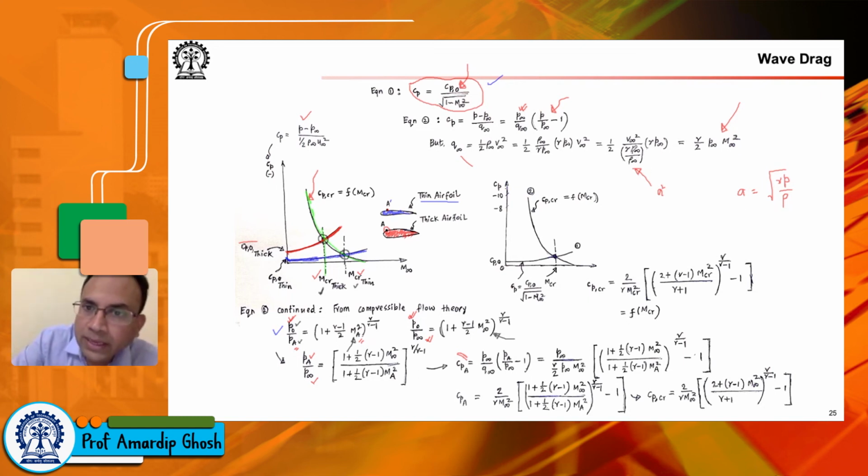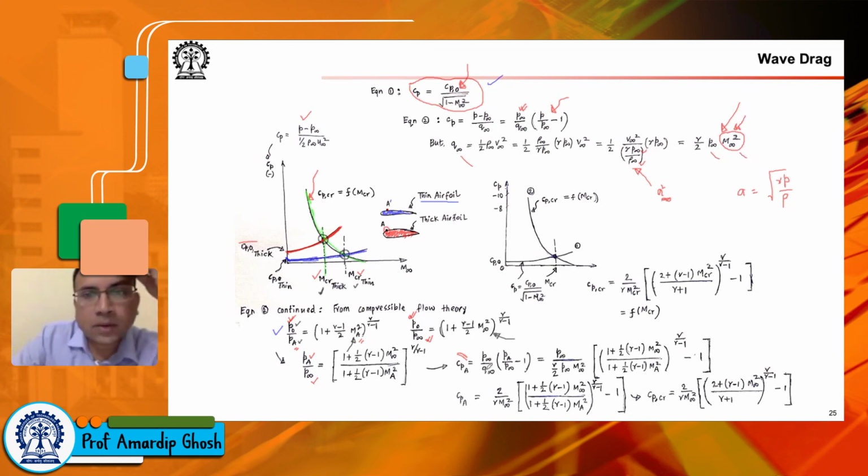So here we are bringing A square. V square by A square becomes this, so V infinity square by A infinity square. This is infinity because we are using P infinity and rho infinity. So the ratio becomes M infinity square. Essentially, we then have a definition of Q infinity in terms of P infinity and M infinity.